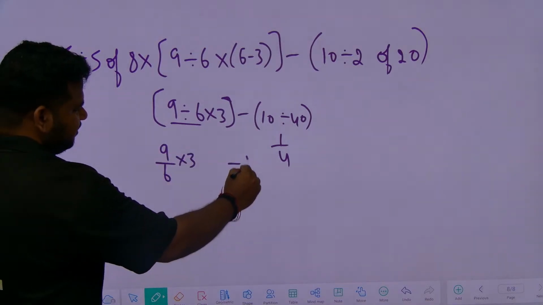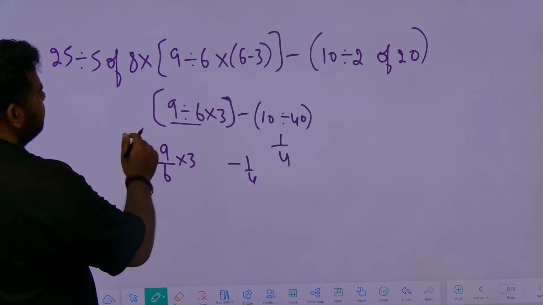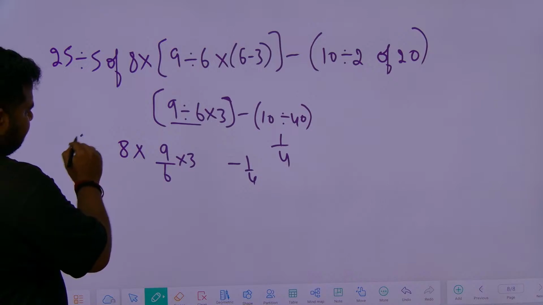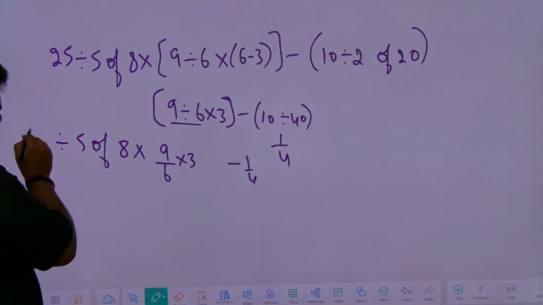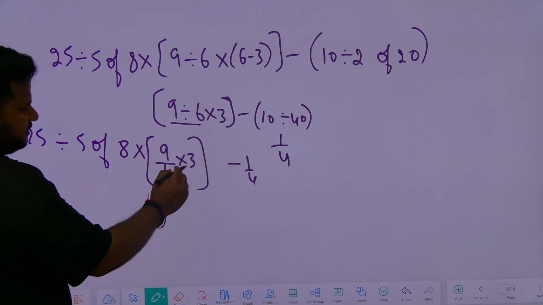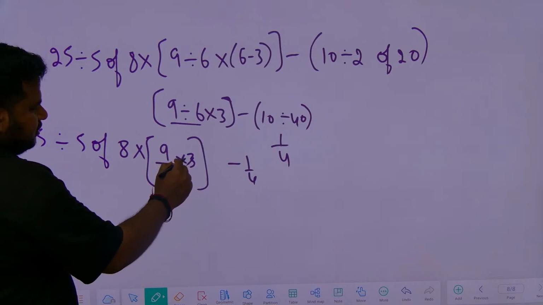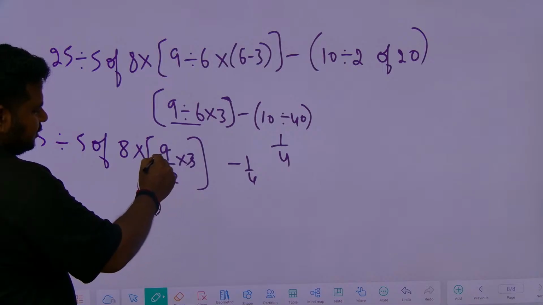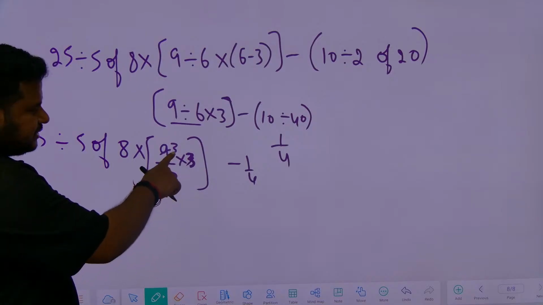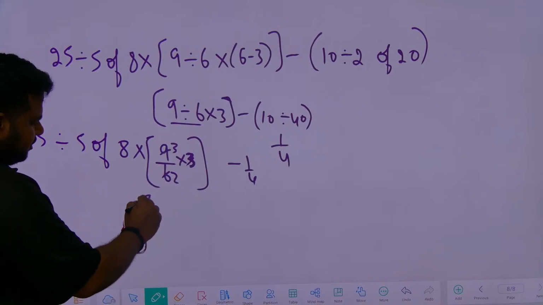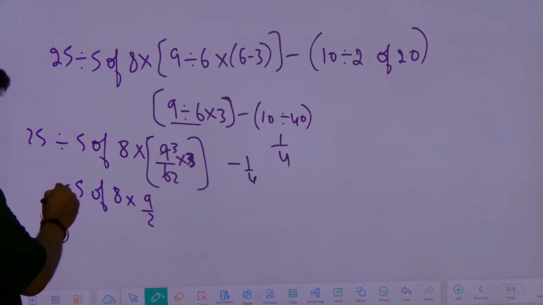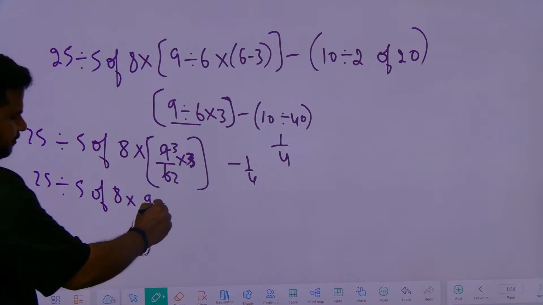Okay, this is outside 1 by 4. This entire thing is what I am having outside. I am having 5 of 8 divided by 25, which is within the square bracket, so I should do this first. 3 2s are, 3 3s are, 3 will remain as it is, so I'll have 9 by 2. So I'll have 9 by 2 into 8, 5 of 8 divided by 25, minus 1 by 4.